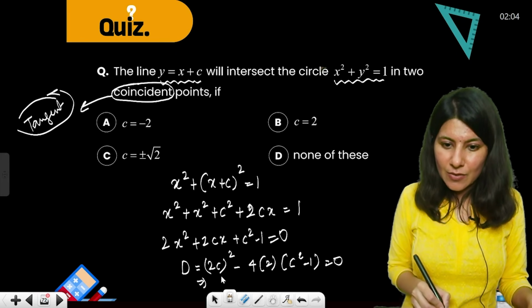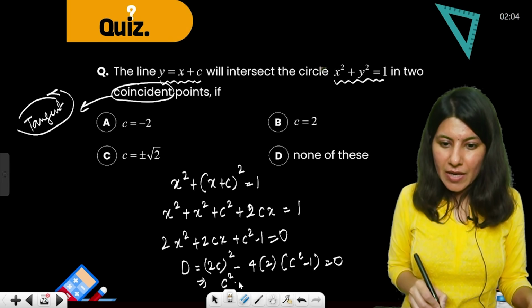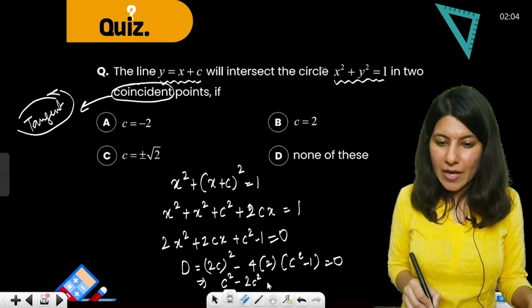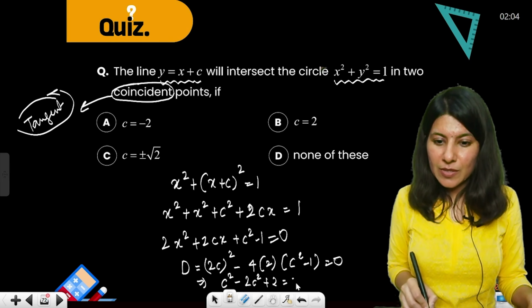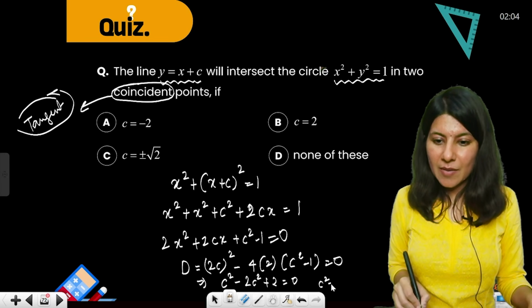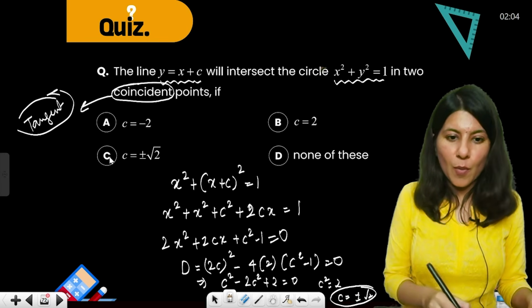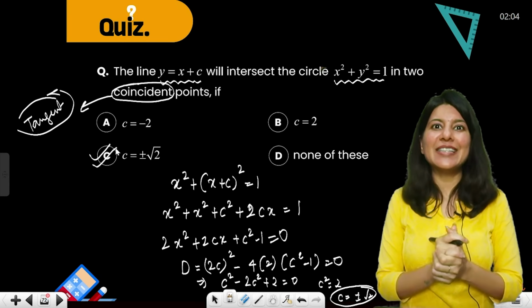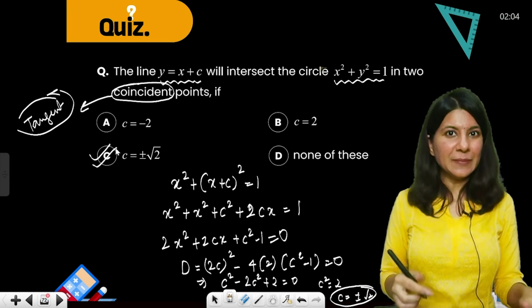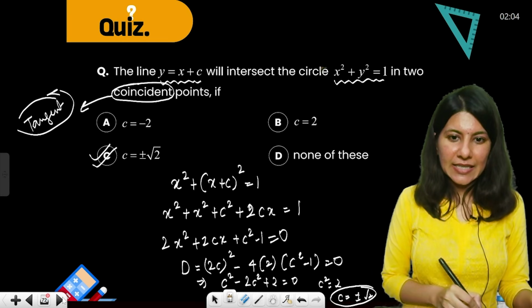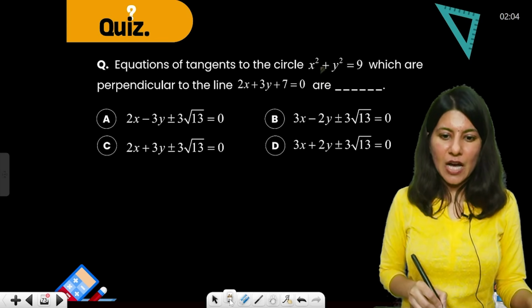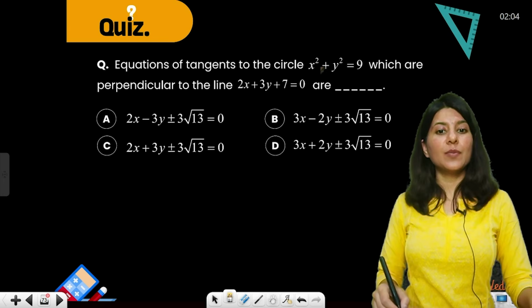So yes, this is going to become 4c square minus 8c square plus 8 equals to 0. So c square is coming out as 2. c is equals to plus minus root 2. That means option C is absolutely right. Okay. All right. Okay, perfect. Now let us move on to the next problem.